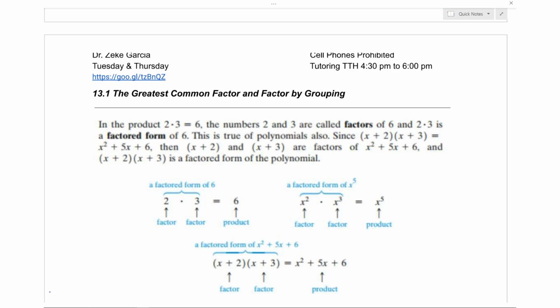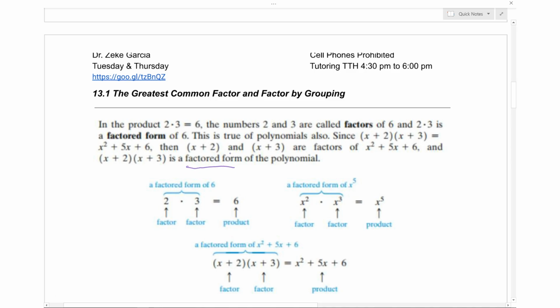This is true of polynomials also. Since x plus 2 times x plus 3 equals x squared plus 5x plus 6, then x plus 2 and x plus 3 are factors of x squared plus 5x plus 6. And x plus 2 and x plus 3 are in factored form.